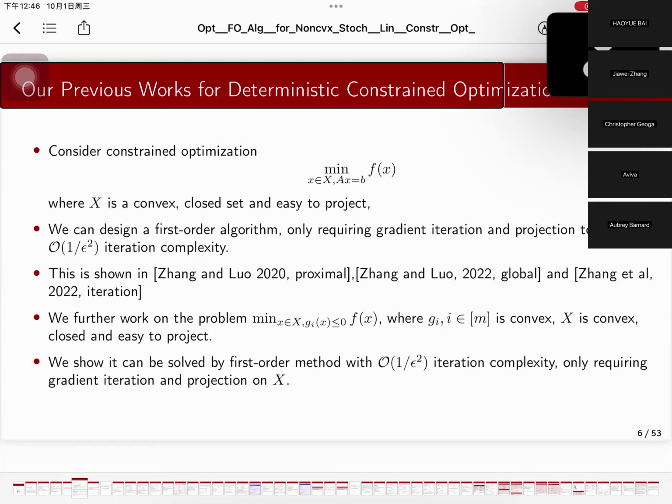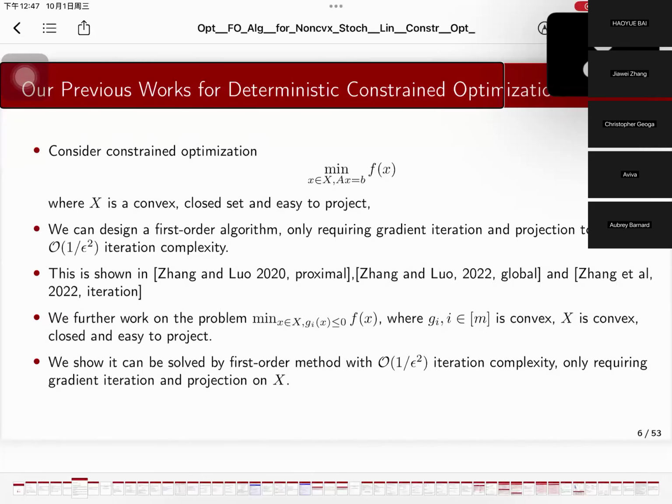We assume that this capital X is convex, closed, and simple and easy to do projection. I just mean capital X is easy to do projection, but when combining it with the equality or inequality constraints, the whole constraint set can be very difficult to do projection. So for algorithm design, we can only expect to do projection onto this capital X instead of the whole feasible set.